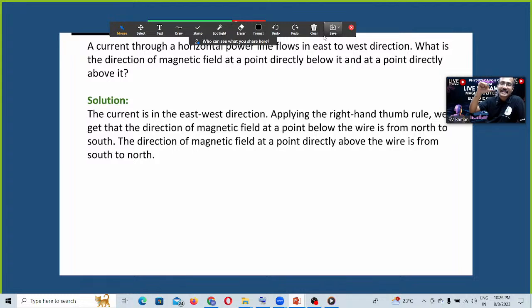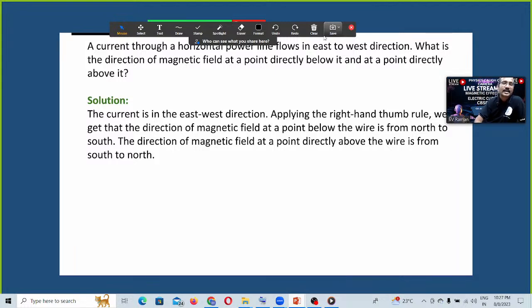You can see the current is flowing from east to west, so we have to place the thumb along east to west. The remaining four fingers, at the top of the wire, go from north to south, because east, west, north, south. Then the direction of the magnetic field below is from south to north, the opposite direction. At the top, it is from this side to this side. So we can see geographical north to south and south to north, along the wire, up and down.